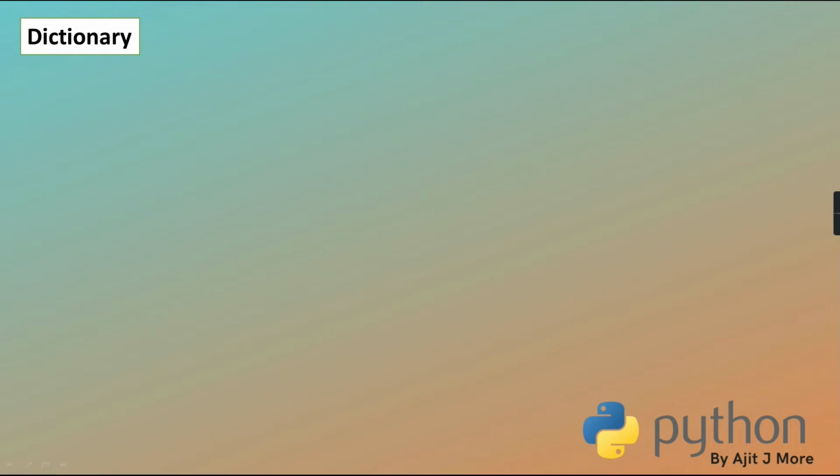Best common example of dictionary is our English dictionary only. It is also key value pair. Key means the word and the value is the meaning of that word. Word and the meaning. Getting? The word will be the key.